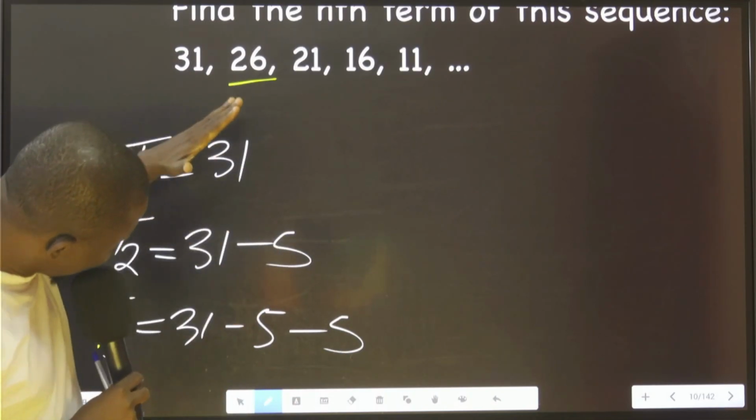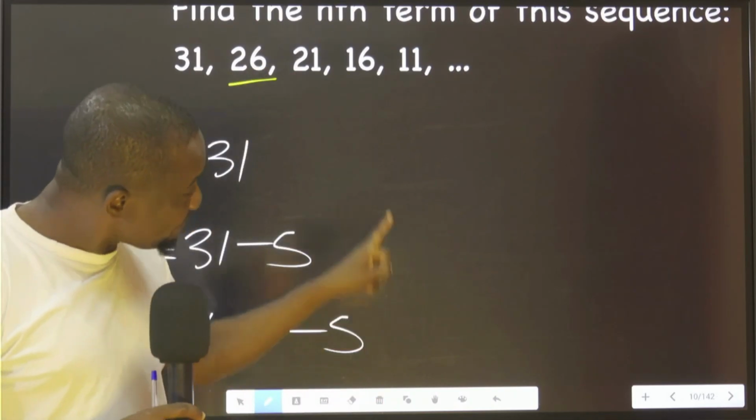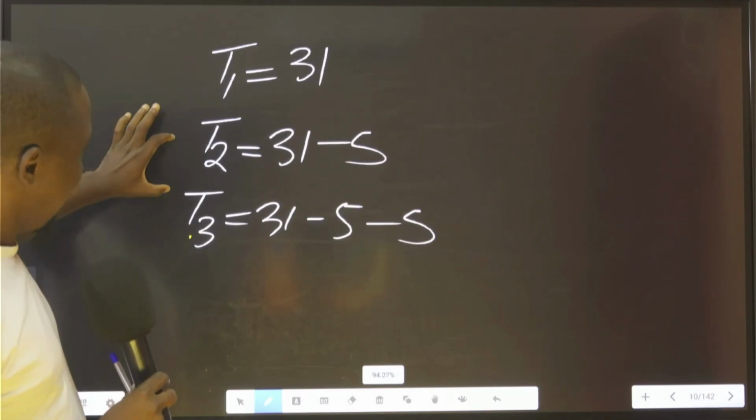If you know what you are doing, just stop, because there's already a pattern. Minus 5, minus 5. If you continue now, it's another minus 5. If you continue, another minus 5. From here now, we can produce the nth term.